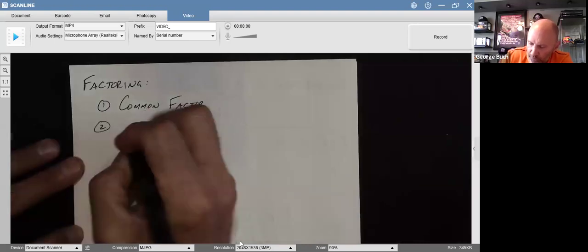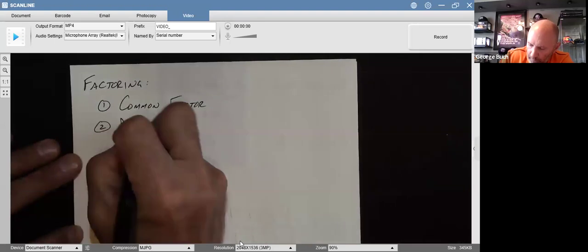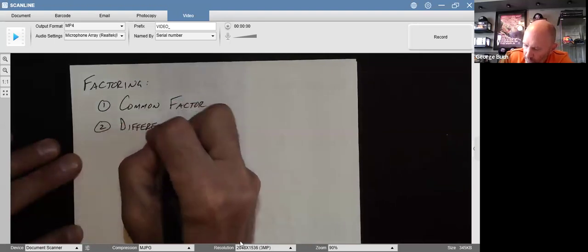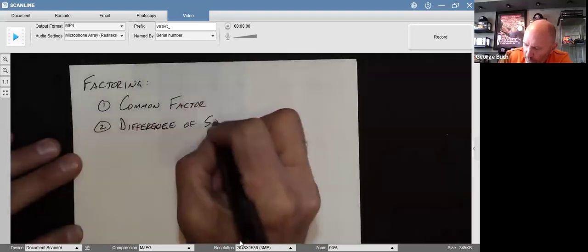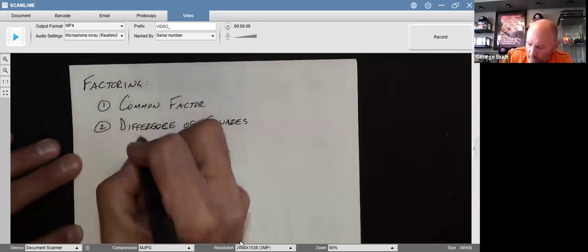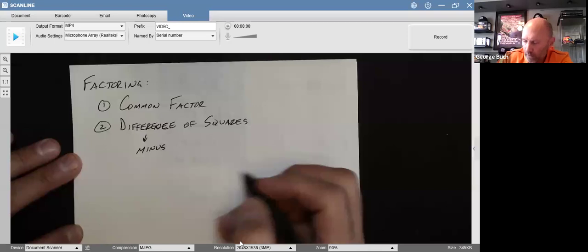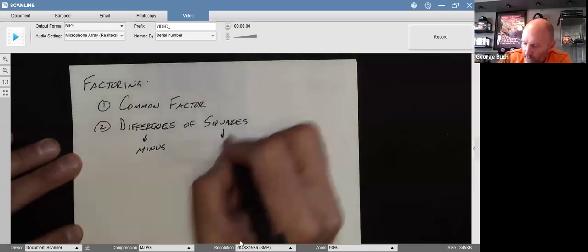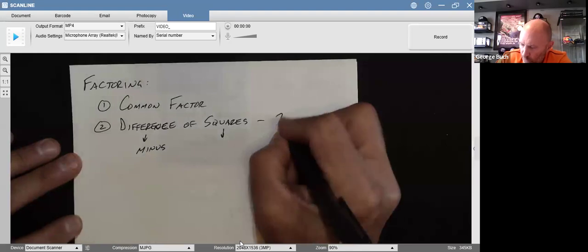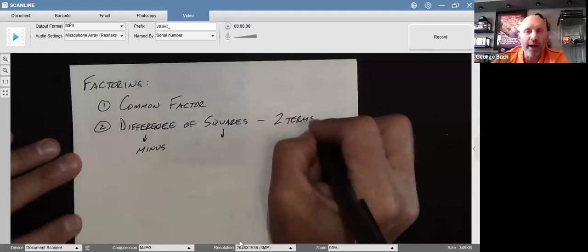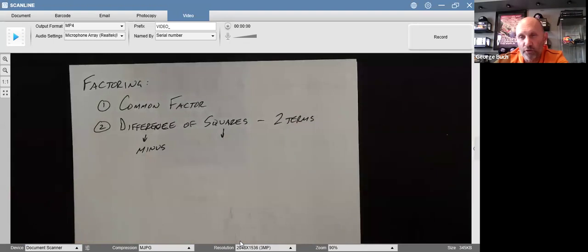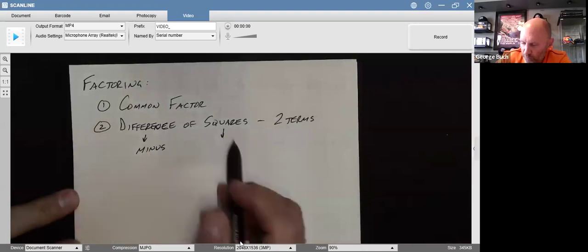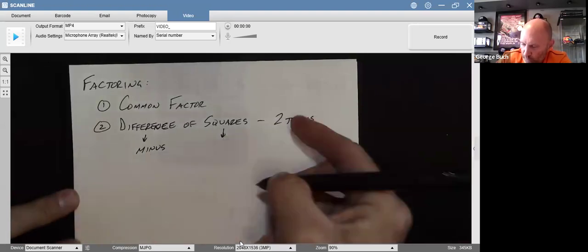We have difference of squares. As the name implies, difference, meaning we're going to see a minus sign, and then squares. So first of all, we're only going to have two terms. So if you're told to factor something and you see two terms, the first thought in your head should probably be, wait, is this a difference of squares? Is there a minus sign between them? And then are the values of the two terms perfect squares?